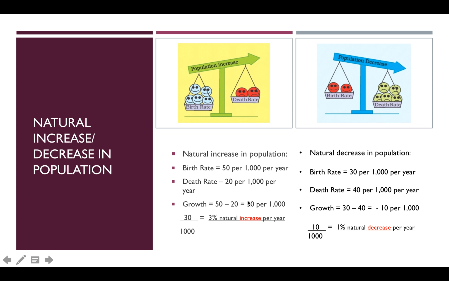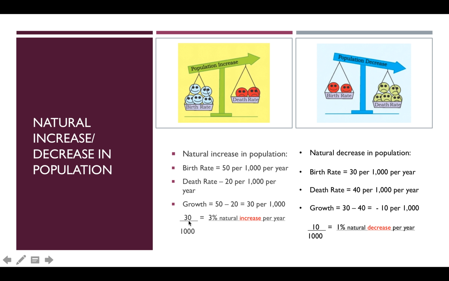When talking about natural increase or decrease, we're talking about the birth rate and the death rate and working the two of them out against each other. So here you can see the birth rate where there's a natural increase, the population is going up. We're going to say that there's 50 people per 1,000 per year being born in that country, just for the moment. And then the death rate is 20 per 1,000 per year. So the growth is 30 people. That should be straightforward enough. You just subtract the 20 from the 50. So it's 30 people per 1,000 per year.